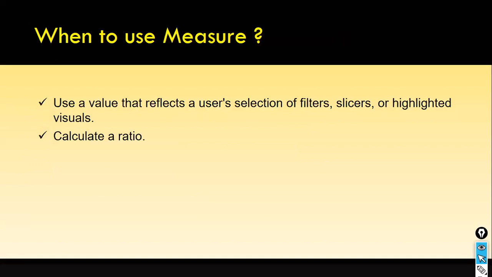When to use ratio or measure? If you want to compute a percentage or ratio or aggregation, that kind of situation, you can go for a measure. Use a value that reflects a selection of filters, slicers, highlighted visuals. Whatever value you select in your visual, you remember the cross highlight or cross filtering I explained, in that situation the measures get computed on the fly.